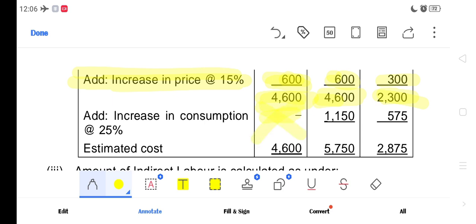So there is no increase in consumption for P, only Q and R. So 25% increase in consumption upon what? Upon 4,600 only you are going to calculate. Okay, so on 4,600 if you apply 25%, you get 1,150, and upon 2,300 you are going to apply the 25%. Now you get the total estimated cost of this much.